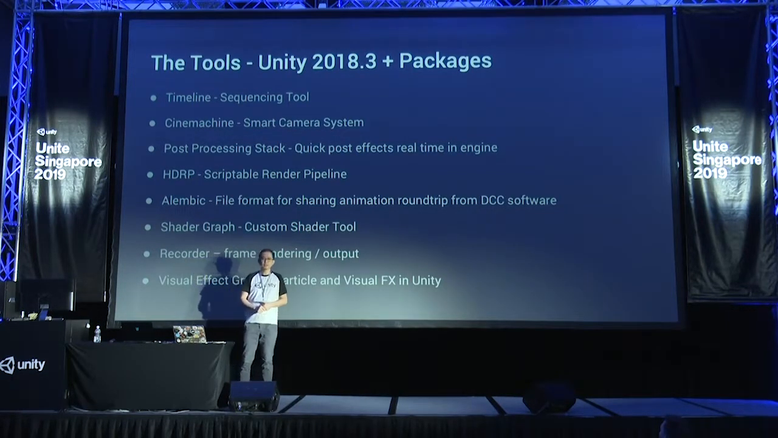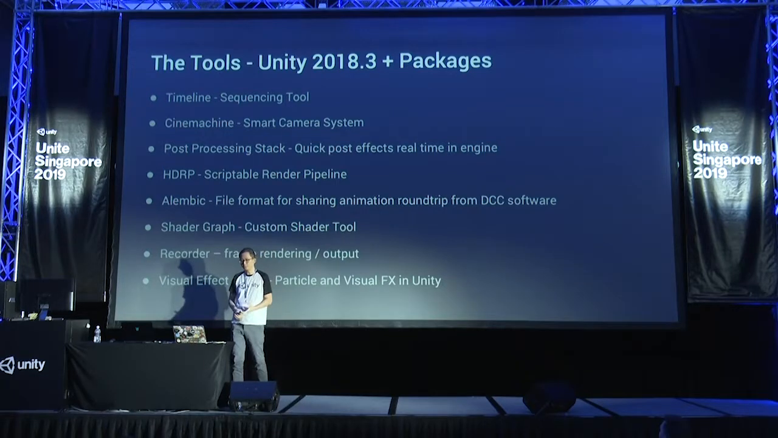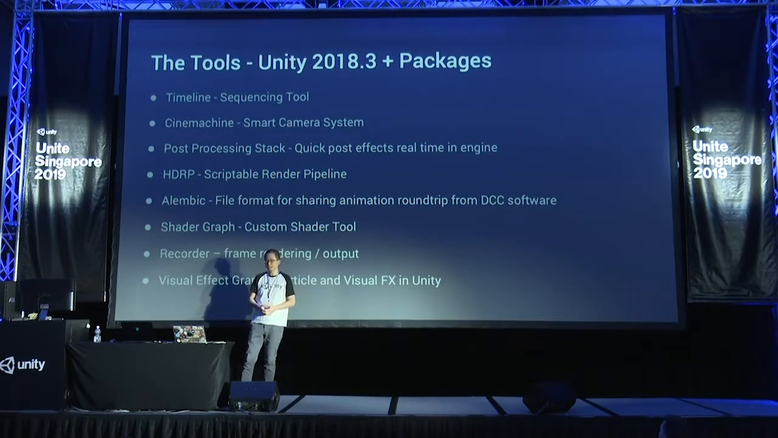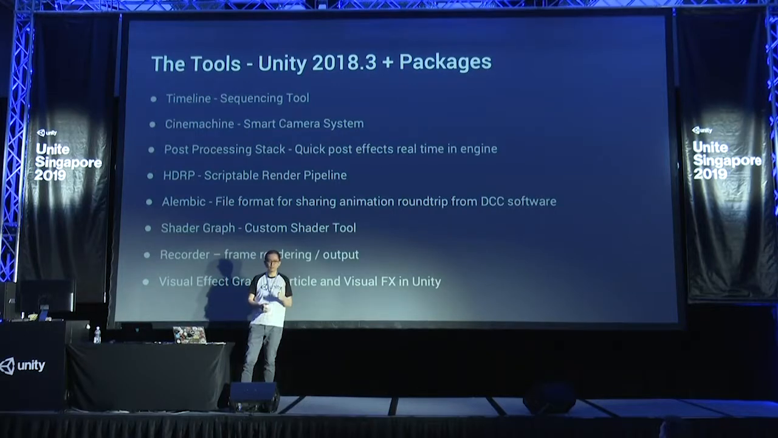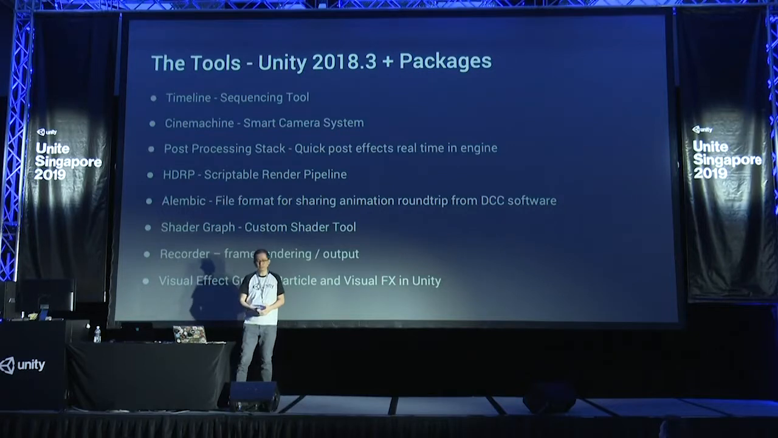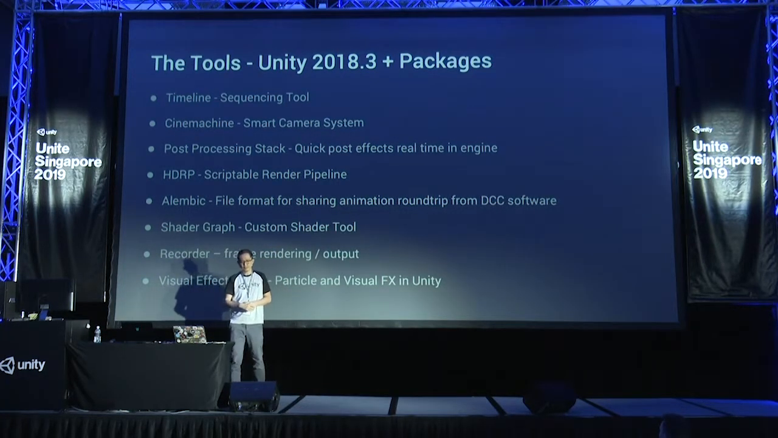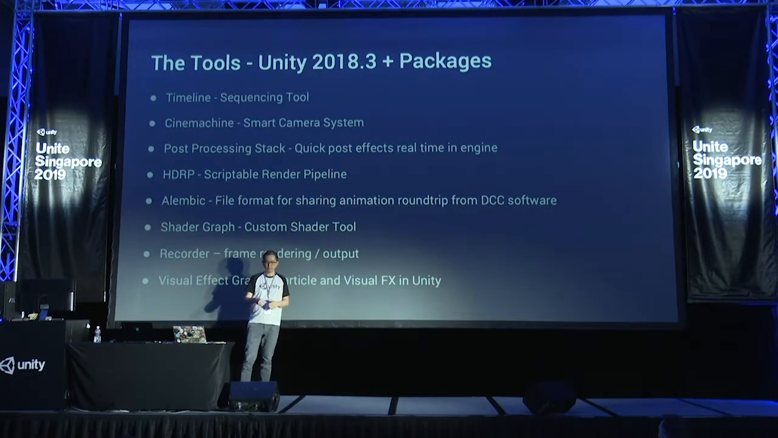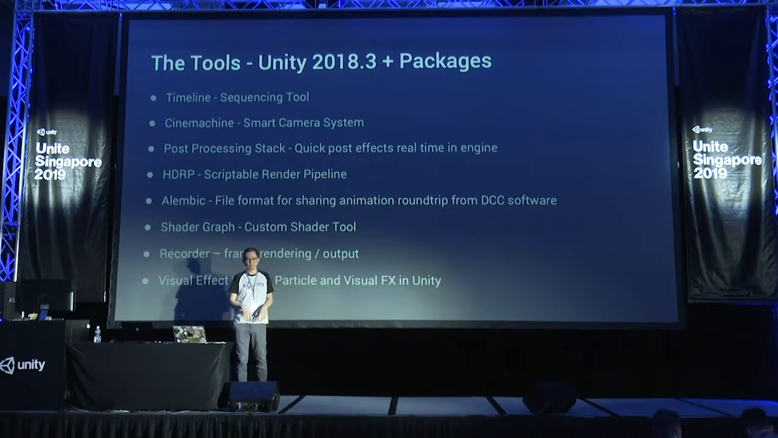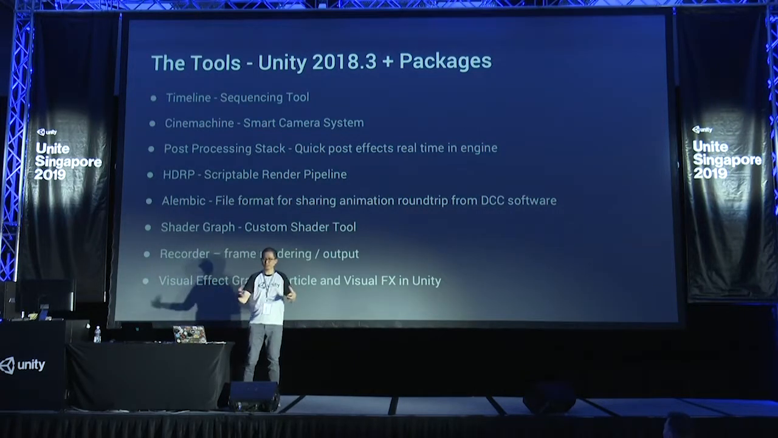Post-processing stack, of course. This is very important to add a quick post-process effect in real time in the engine. And a lot of effects that you saw in the shot, for example, the motion blur, was done in post-processing. HDRP, so this was produced in HDRP, High Definition Render Pipeline. And I'll talk about this a lot later, but there's a lot of squash and stretch animation in the character. You may not have noticed it, but to exaggerate the character's motion, there's a lot of squash and stretch, right?